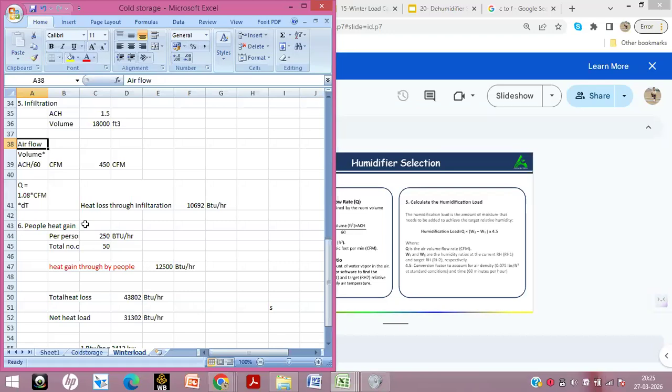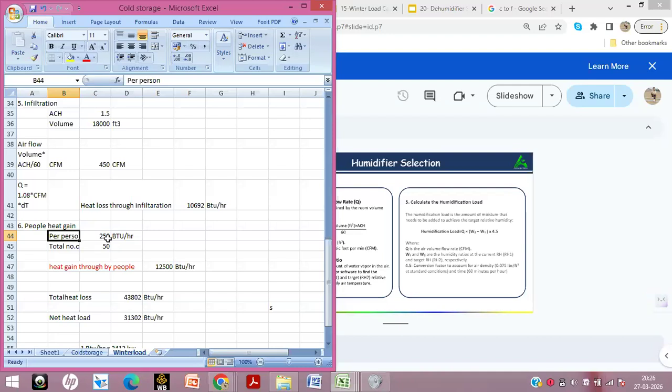Yeah, as per the standard, the total amount of heat emitted by a healthy person is 250 BTU per hour. So that is the total amount of heat per person.